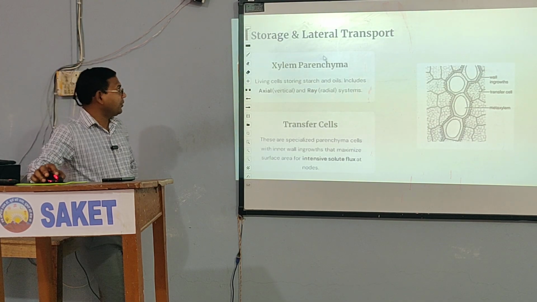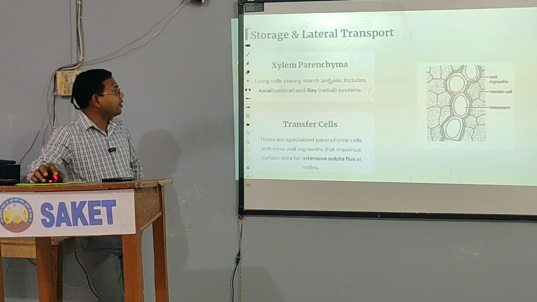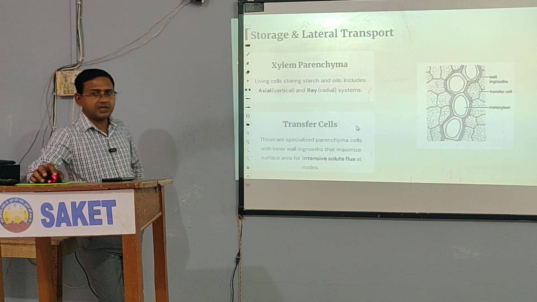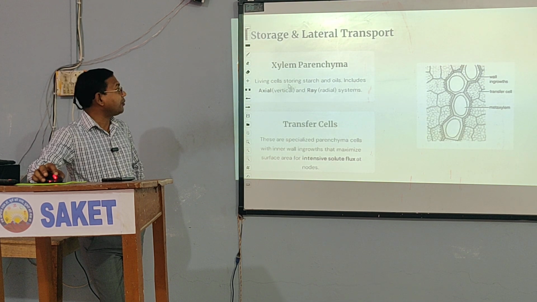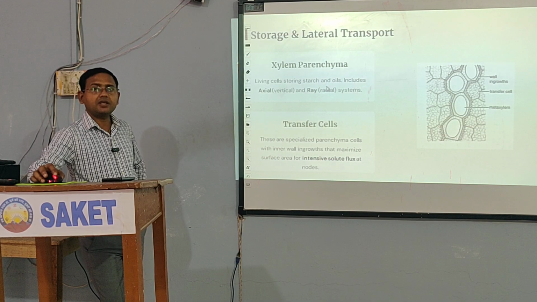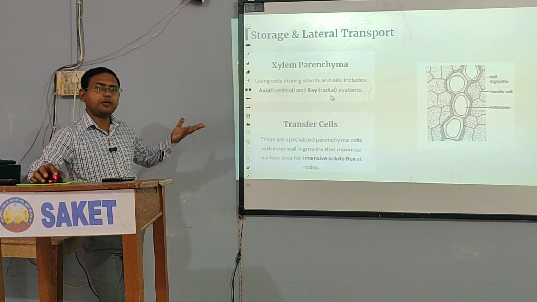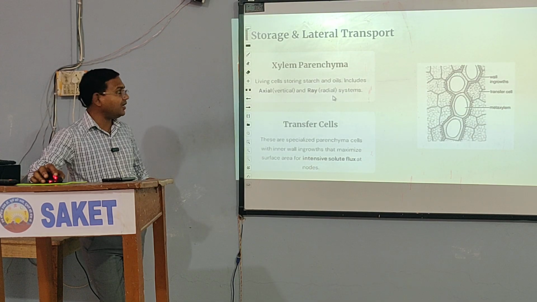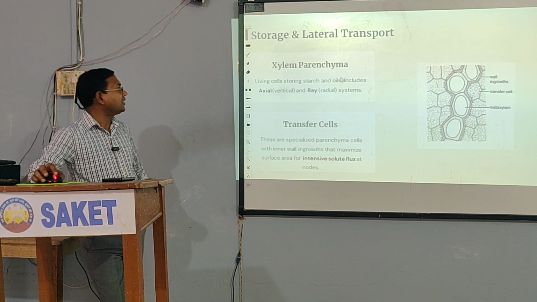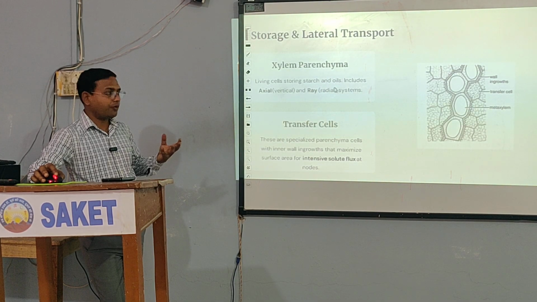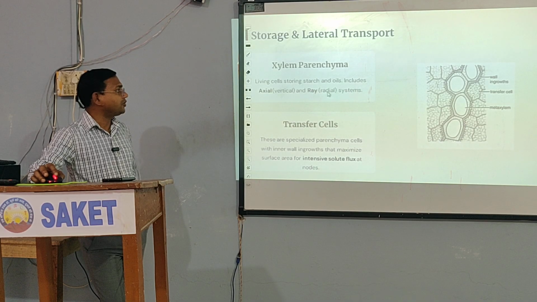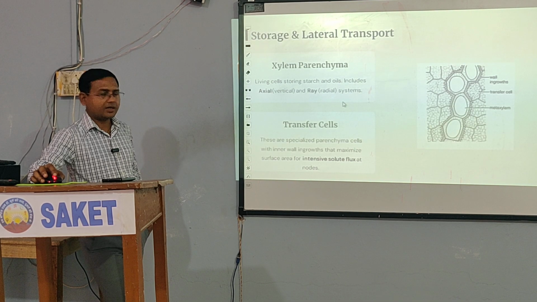In the xylem, we have xylem parenchyma and transfer cells as well. So what are the xylem parenchyma? As we saw, the xylem vessels and tracheids are dead cells at maturity due to deposition of lignin, but these parenchyma cells are the living cells found in the xylem. They store food materials such as starch and oils, and they also help in the vertical and radial conduction system of the plant.